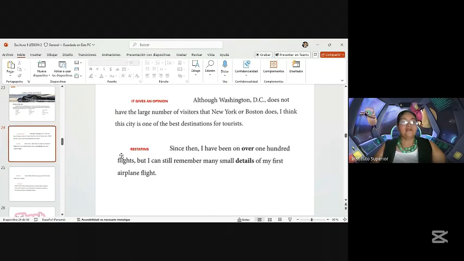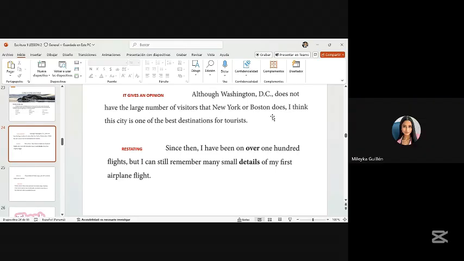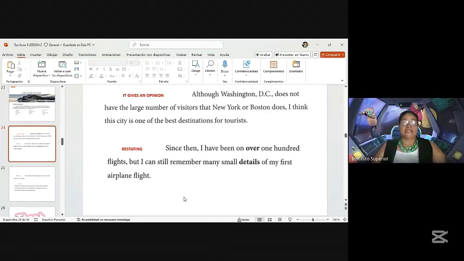And here we have some examples. Who wants to help me with the reading? An example of an opinion, an example of restating. An opinion? Read. "...have the large number of visitors that New York or Boston does. I think the city is one of the best destinations for tourists." The restating as well? Yes.